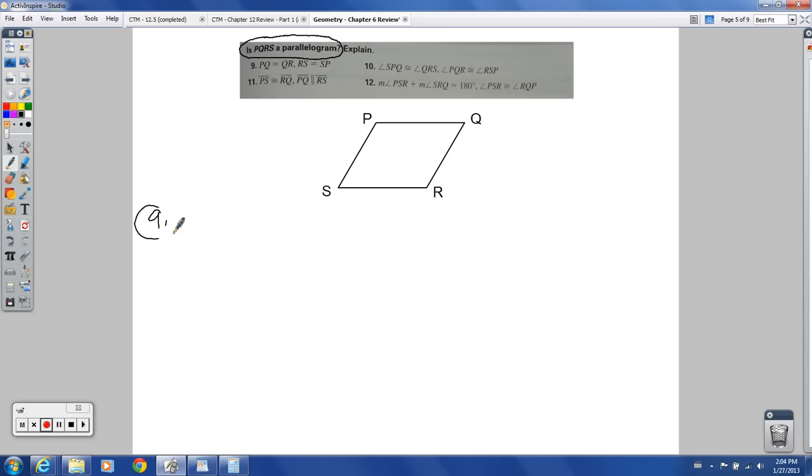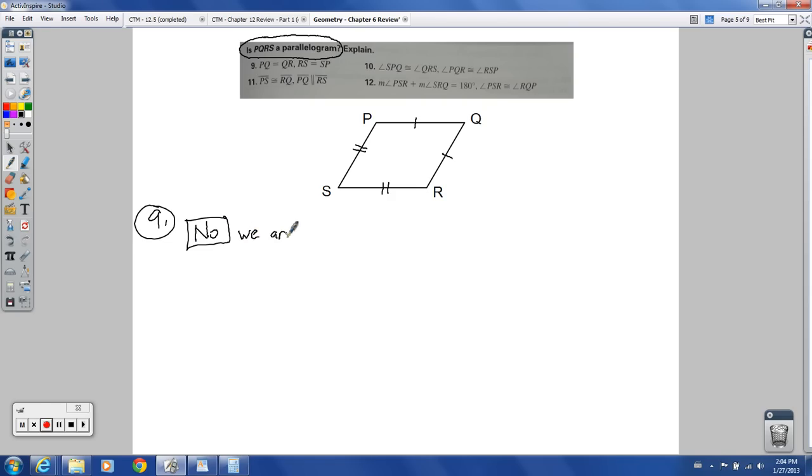So let's see, number 9, is that enough? If PQ was equal to QR, and RS equals SP, is that enough to prove it's a parallelogram? I would say no, because that's what's going to be true about a kite. And kites have two pairs of consecutive congruent sides. So on this one, we don't have stuff about the opposite sides, so I would say no. And it says to explain, so I would say no and then give an explanation.